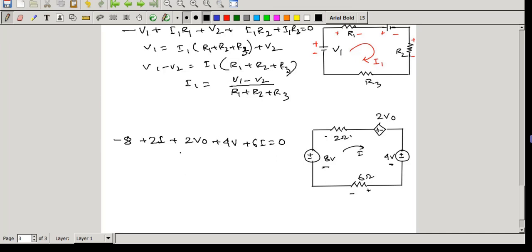So from here we can find the total current. But we have to know the output voltage. In this case, you can see there is a 6 ohm resistance, and the voltage across it is V naught. So V naught we can write as 6 into I. We can put this value here, then we can easily find the total current or voltage.